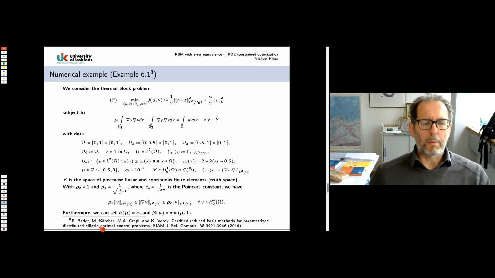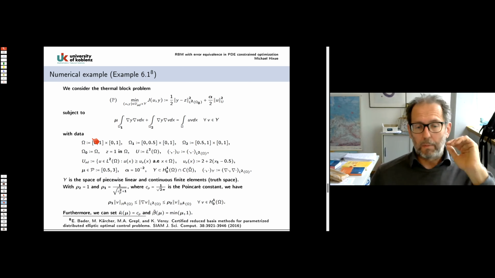It is exactly the same as here. You take some alpha. The state space is now H10. And the inner product used in Y is the classical inner product of the gradients, which is an inner product since we have zero boundary conditions. And we know the Poincaré constants for our domain and things like this. So the constants which enter the problem are more or less explicitly available.